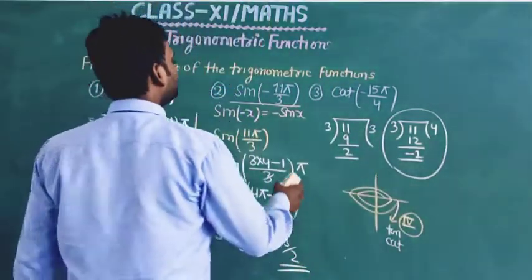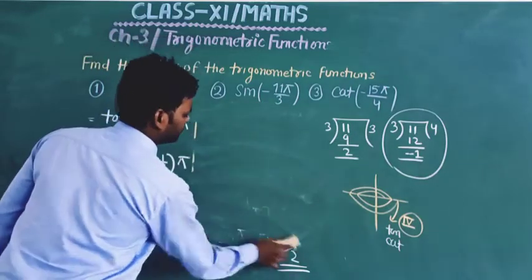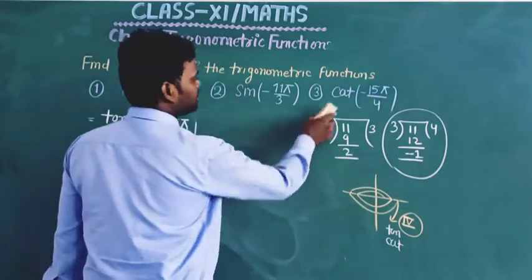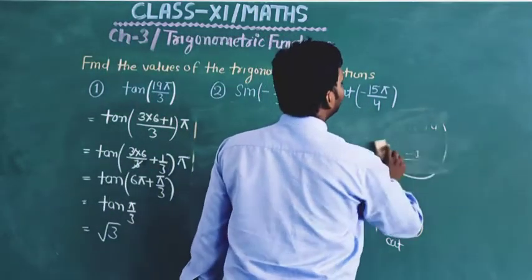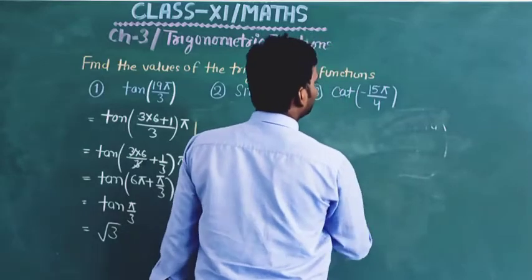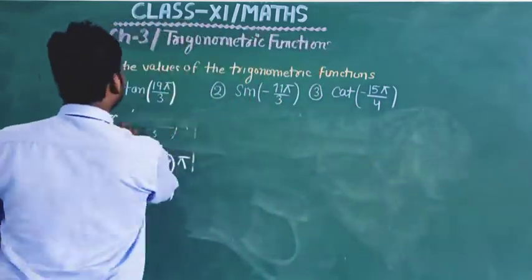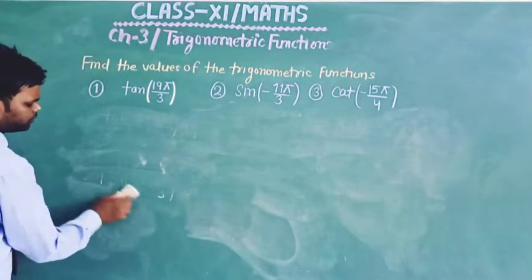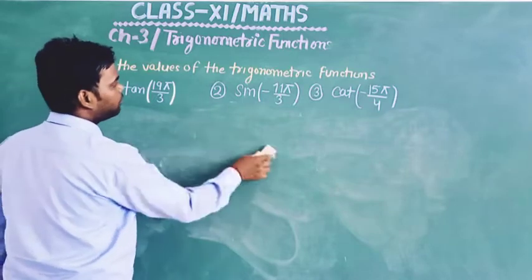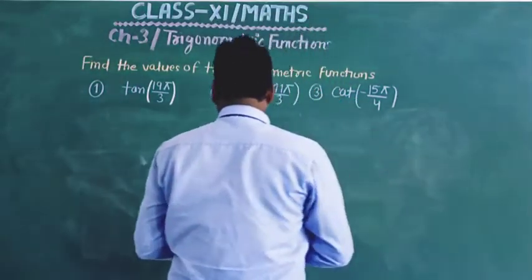Now move to the last example. This is cot minus 15 pi by 4. What will be the value of cot minus 15 pi by 4?